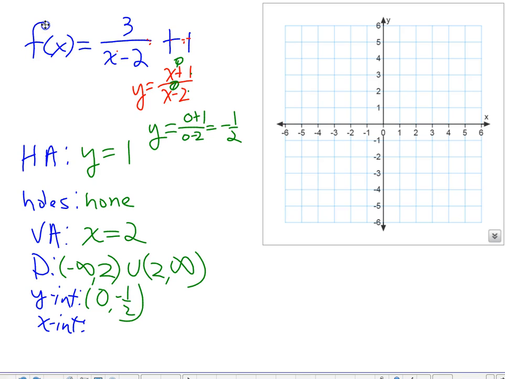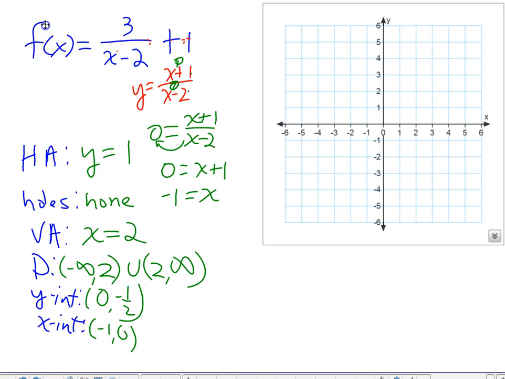And then lastly, to find an x-intercept, I know I plug 0 in for y, and I solve for x. And I get this equation. Cross multiplying to get that x out of the bottom, I get, well, 0 times anything is 0 equals x plus 1. So x equals negative 1 is where my x-intercept is. So I'm going to have an x-intercept at (negative 1, 0).